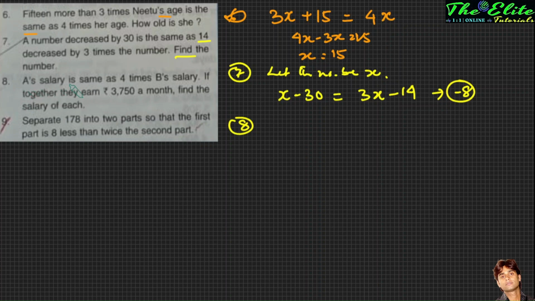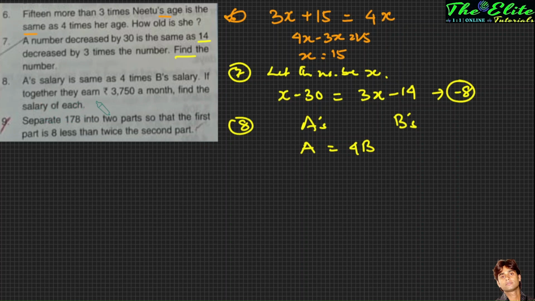Now A's salary is same as 4 times B's salary. I will write A's salary and B's salary, any person it will be. It means it's going to be A is equal to 4 times B. Clear? In terms of salary.